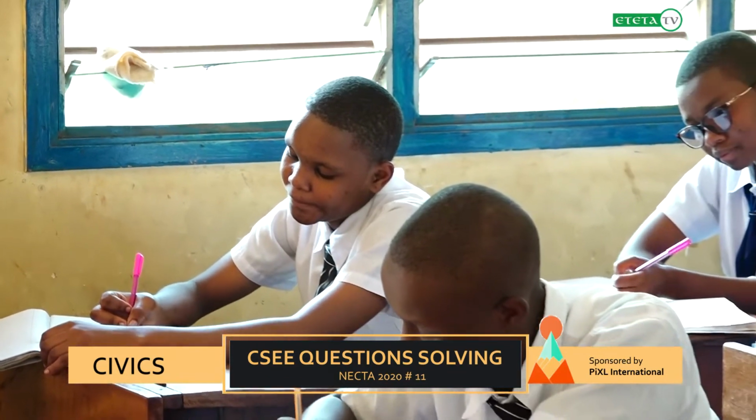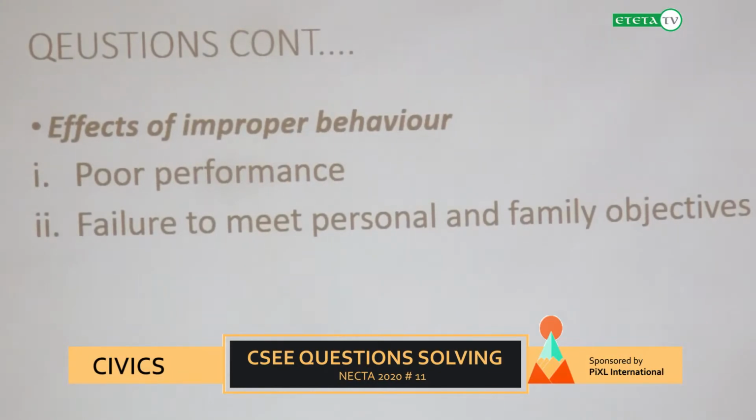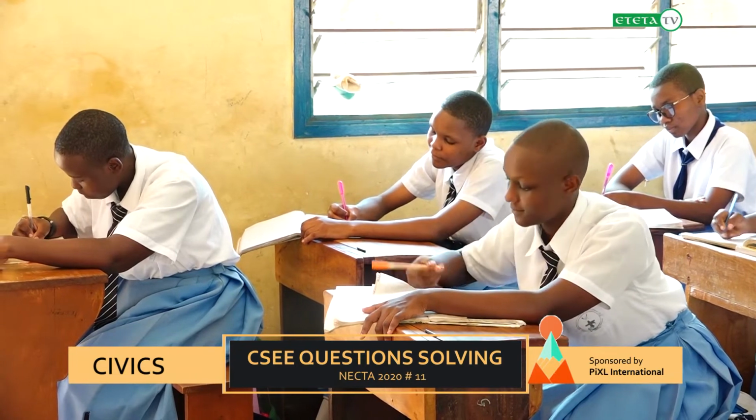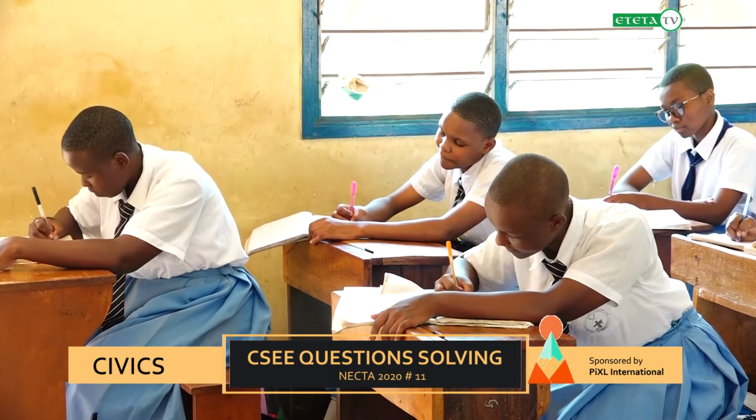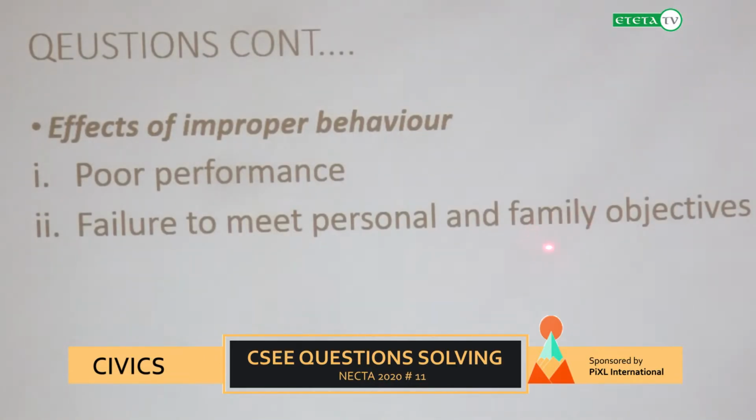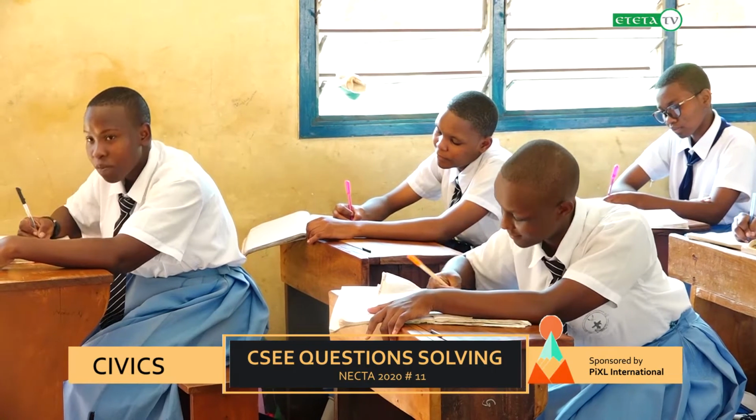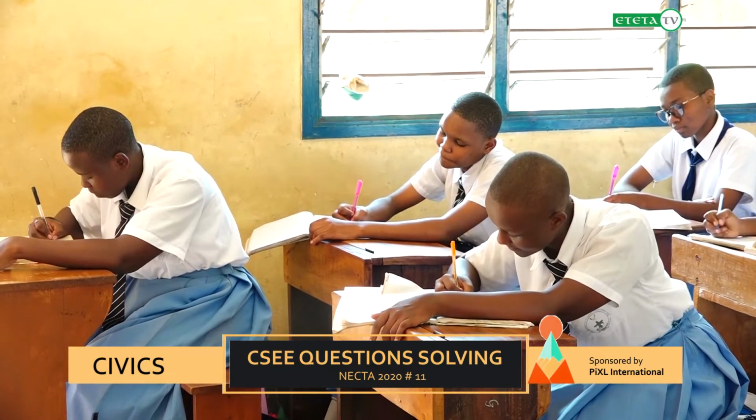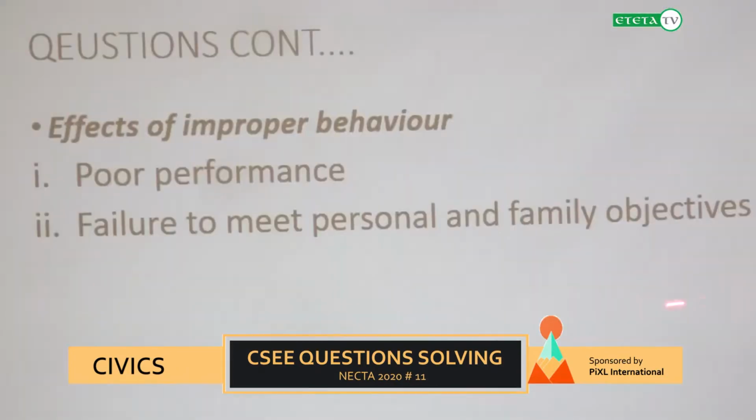Apart from that, we have number 2. A student with improper behavior is likely to fail to meet personal and family objectives. The student has his or her own personal objectives, but also comes from a certain family that depends on him or her. So because of improper behavior, he or she is going to fail to meet personal and family objectives. Let's find another example for this particular point.